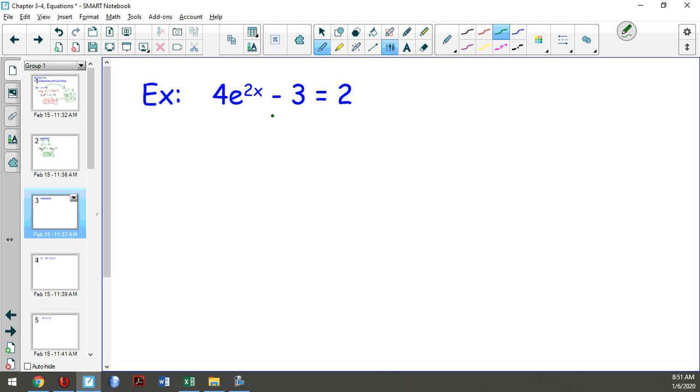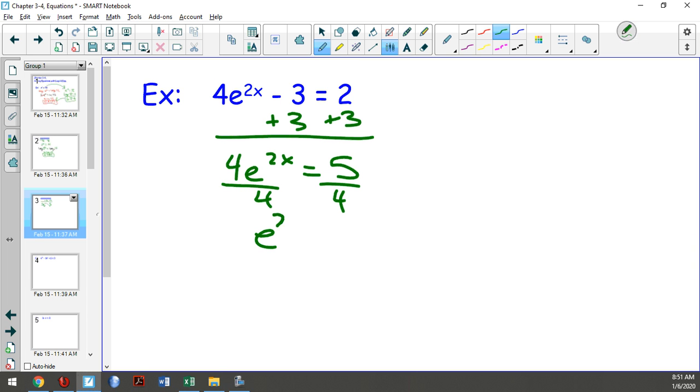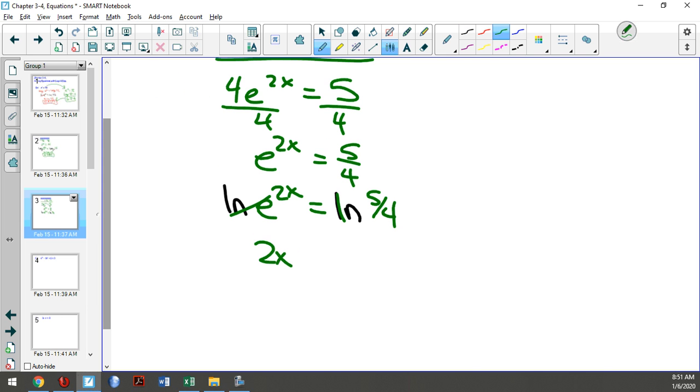Add the 3 over. Sounds great. 4e to the 2x is equal to 5. Then what? Yep, divide by 4. E to the 2x is equal to 5 over 4. Now what? Take the natural log of both sides because that is the base. Those cancel out, and you're going to be left with the 2x is equal to the natural log of 5 over 4. Now what?